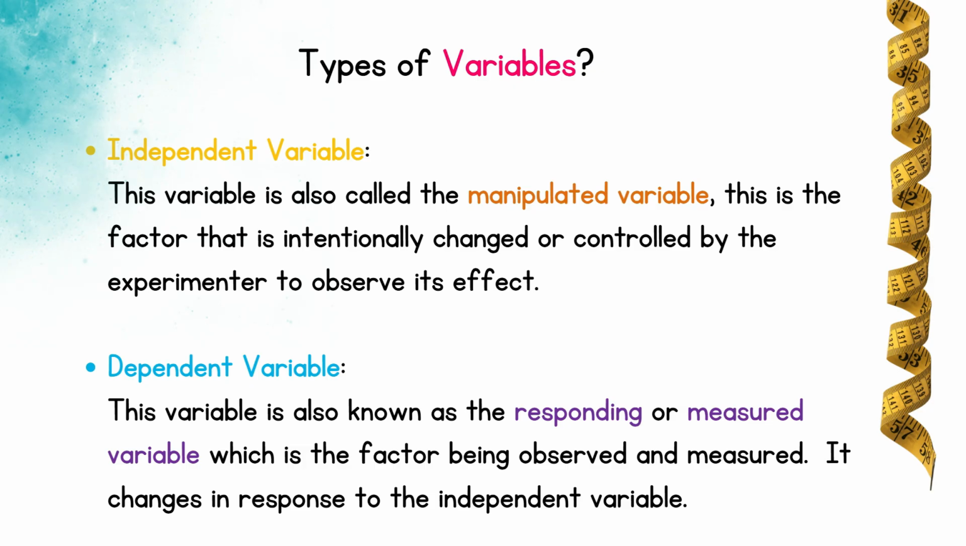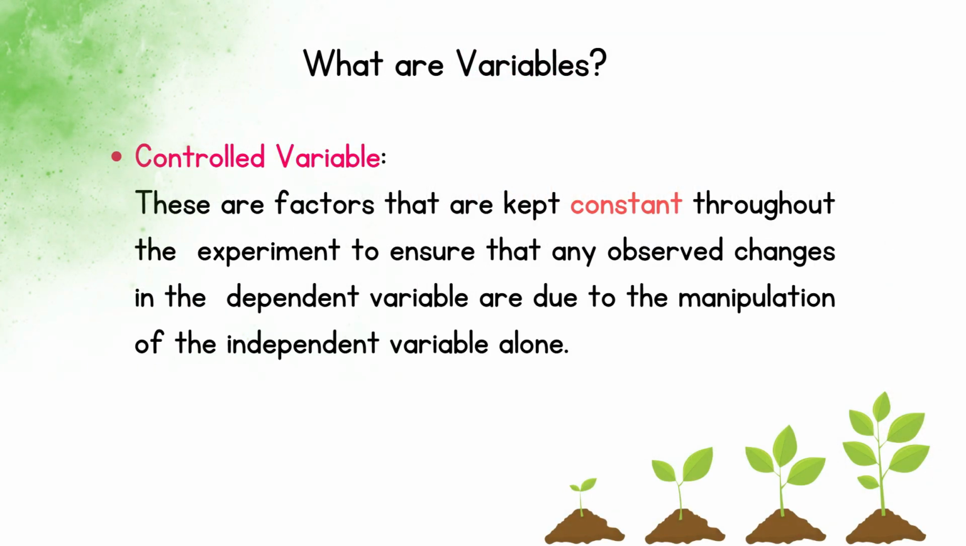Dependent variable. This variable is also known as the responding or measured variable, which is the factor being observed and measured. It changes in response to the independent variable. And the control variable. These are factors that are kept constant throughout the experiment to ensure that any observed changes in the dependent variable are due to the manipulation of the independent variable alone.